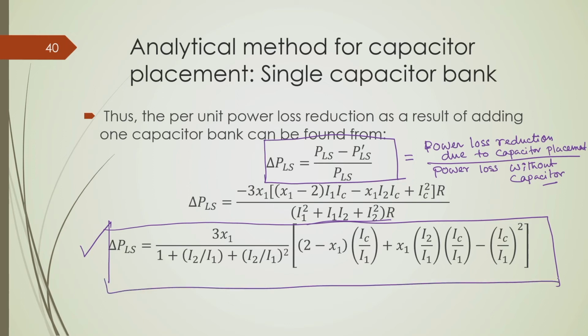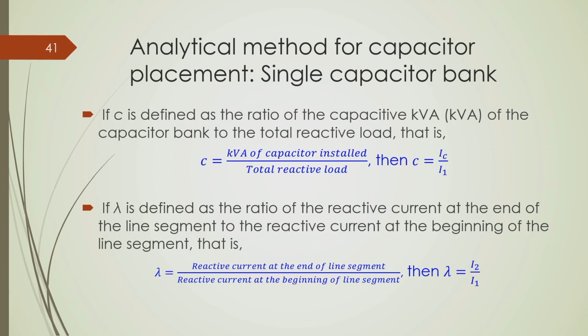So, here we purposefully make two ratios, one is I2 by I1, another is Ic by I1. So, we get two ratios here, and this del PLS comes out to be a function of these two ratios, and of course, this will be a function of x1 as well, where x1 is the location where we put this capacitor. Okay. Now, why we put these two ratios, what is the significance?